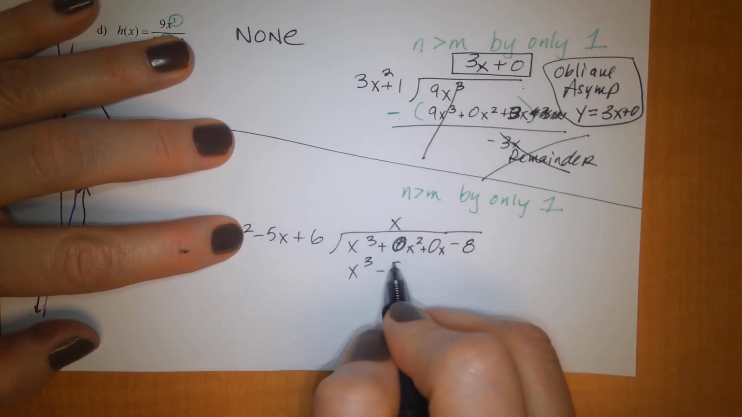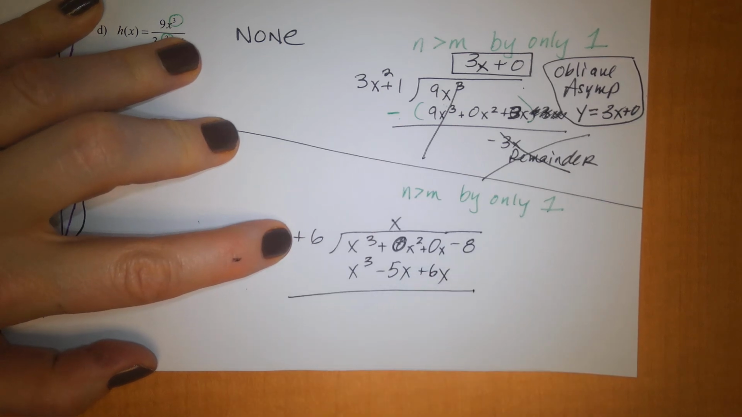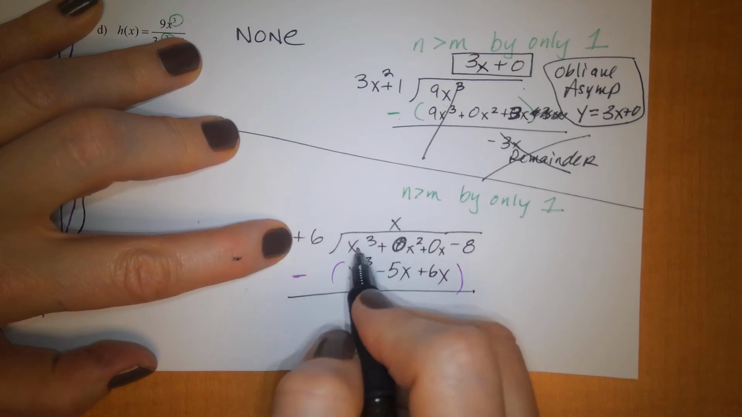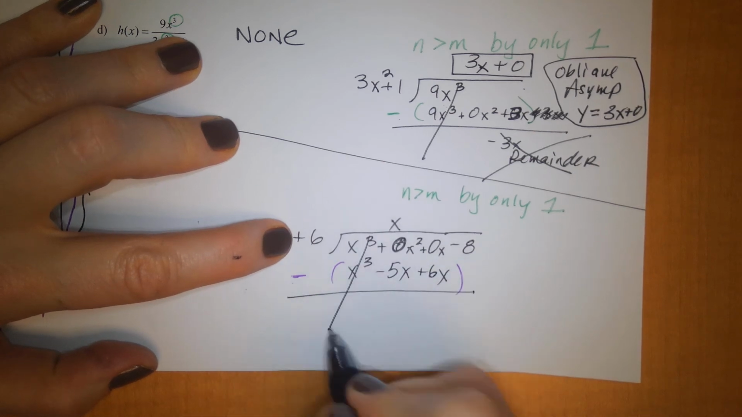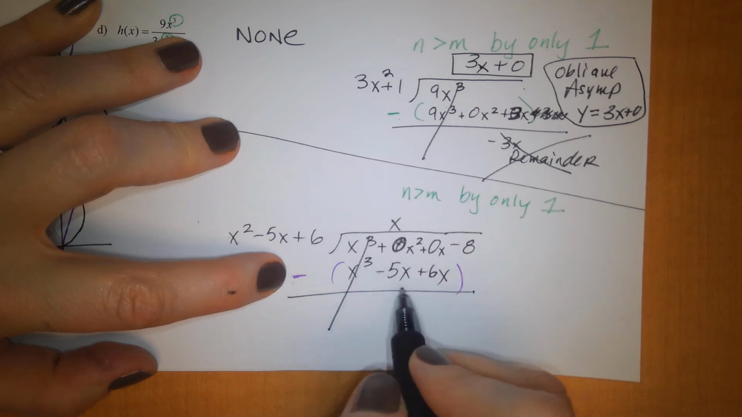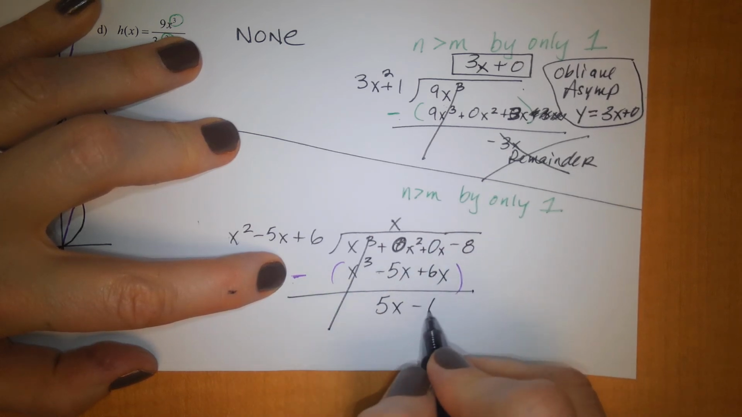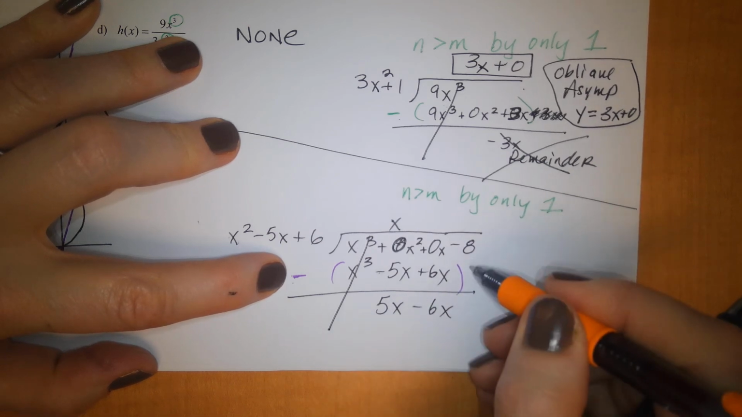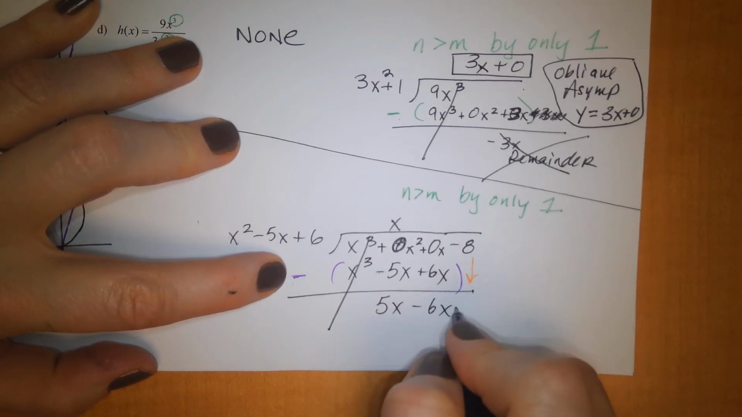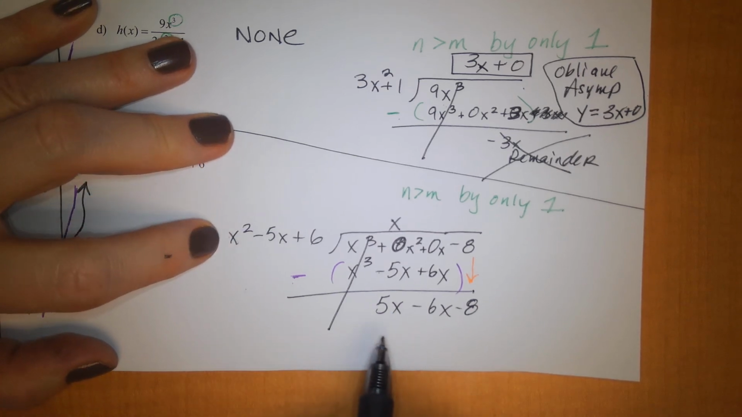x times -5x, x times 6. Then I subtract that whole quantity. x cubed minus x cubed, those are gone. 0 minus -5x, that's a positive 5x. 0 minus 6x is a minus 6x. And then we bring down the -8. Then we do it one more time.